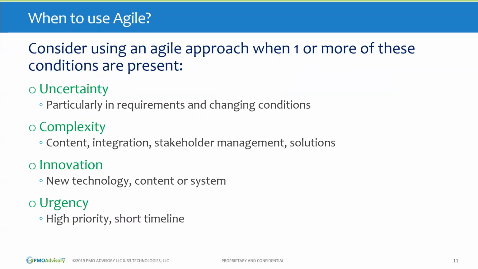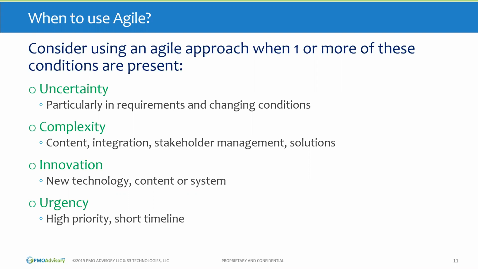So when should we consider using Agile? Well, when one or more of the following conditions is present, then it might make sense to use an Agile approach. So we have uncertainty, particularly in the area of requirements, or changing conditions, or scope that can change, or any type of environment where things are a little more tumultuous for whatever reason. That would be a good reason to use Agile.